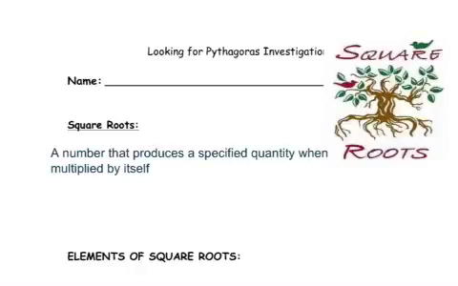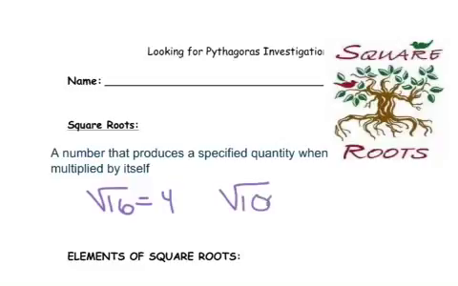So today, everyone, we're going to talk about square roots. Here I already have a definition for you all. It says a square root is a number that produces a specified quantity when multiplied by itself. So, for example, if I took the square root of 16, I would get 4, because 4 times 4 gives you 16. If I took the square root of 100, I would get 10, because 10 times 10 is 100.